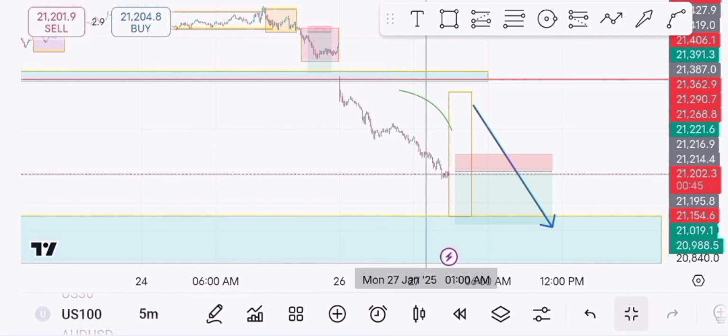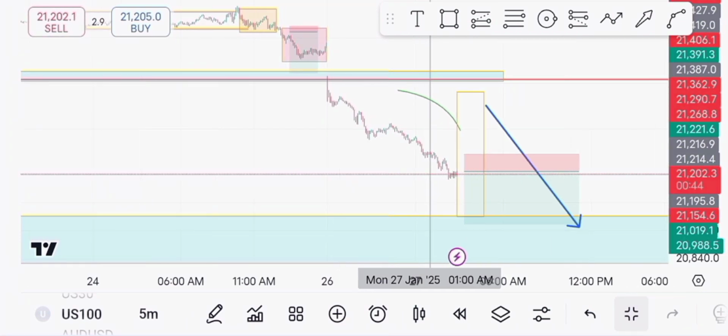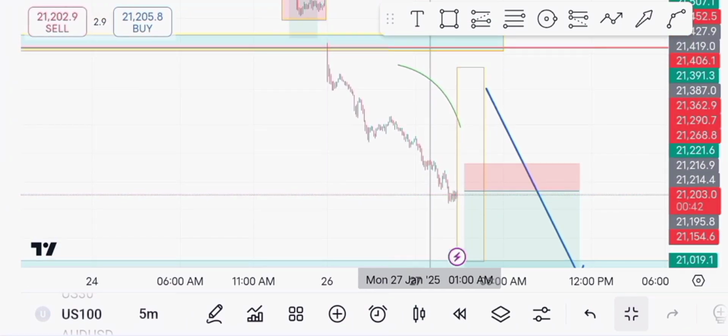Okay, so I was only going to take an entry until I saw a confirmation to the downside in the form of a sharp displacement that left behind a clear fair value gap. This was what I needed to see first before taking any action. So let's go further into the video and see how price ended up unfolding itself and how I ended up taking the silver bullet entry.